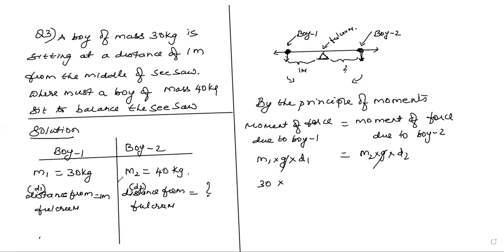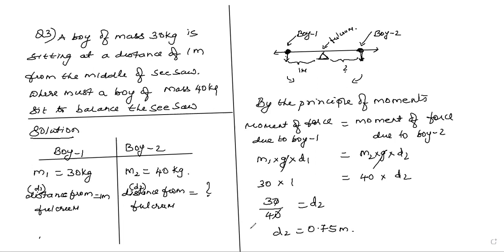So 30 into 1 meter is equal to, children, your 40 into d2. So what will happen? 30 upon 40 is equal to d2. Got it? So d2 equals 0.75 meter.